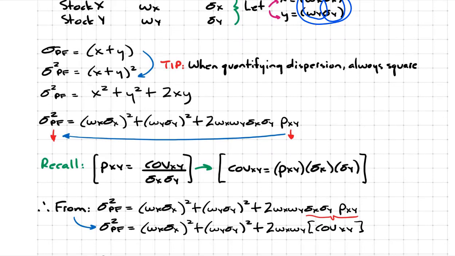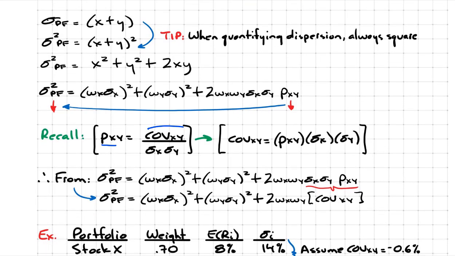Now, let's talk a little bit more about correlation. Recall that correlation is just the covariance of x and y divided by the standard deviation of each of the individual stocks in this case. So we can rearrange this framework as follows. We're just going to set it as a function of covariance, and that would simply equal correlation times the standard deviation of each of the components.